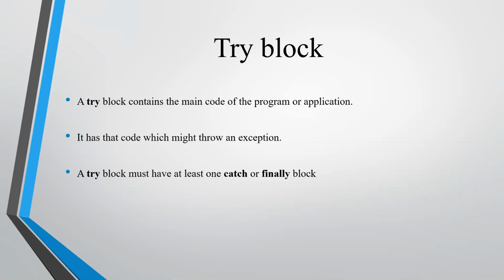Let's talk about the try block. In exception handling, first and foremost comes the try block. A try block contains the main code, the main logic of our program or application. It has the code which might throw an exception. It's not mandatory that an exception occurs during the execution in the try block, but a try block must have at least one catch or finally block. So you cannot end your code by just completing a try block. It must have at least one catch or a finally block.